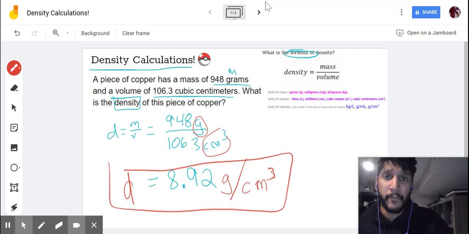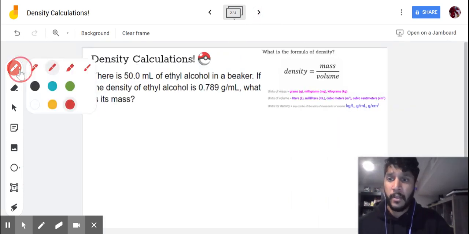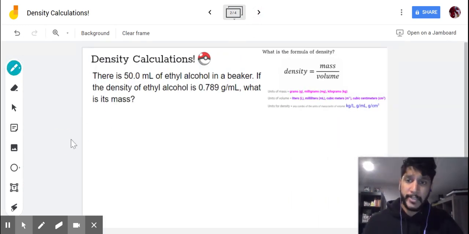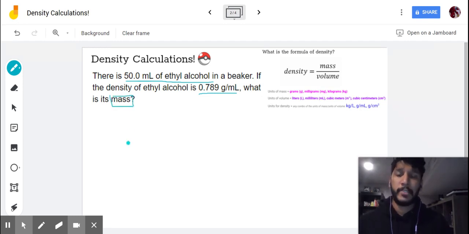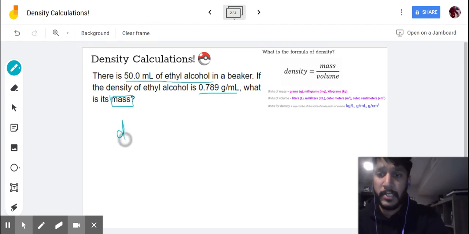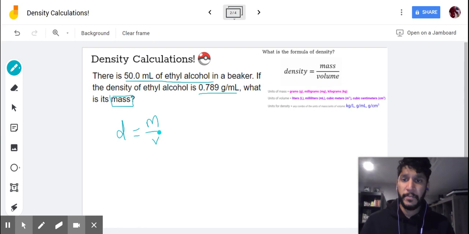Let's go to problem number 2. Got another density calculation problem here. There is 50 milliliters of ethyl alcohol in the beaker. If the density of ethyl alcohol is 0.789 grams per milliliter, what is its mass? Okay. Again, we are just going to write out our density formula. Density equals mass over volume. Do we have our density? In this case, we do.